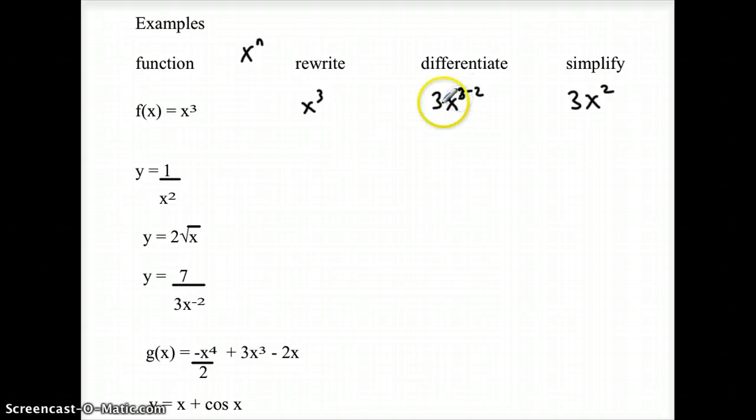This one was pretty easy. You can skip this step if you want. Just put the 3 out in front, and subtract in your head. That's fine. This one we do have to rewrite.